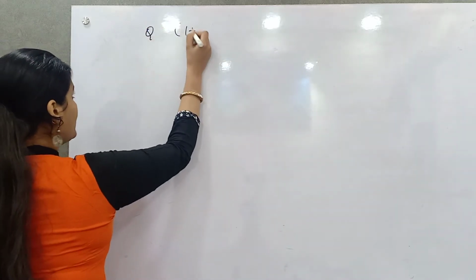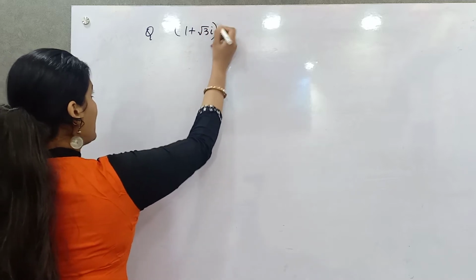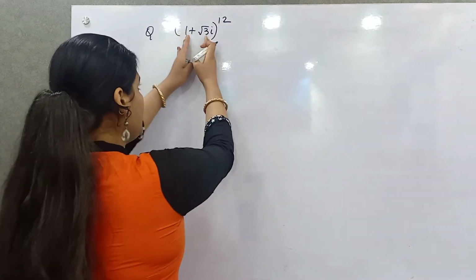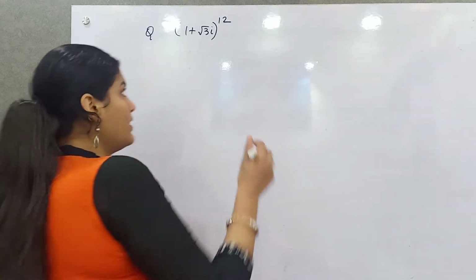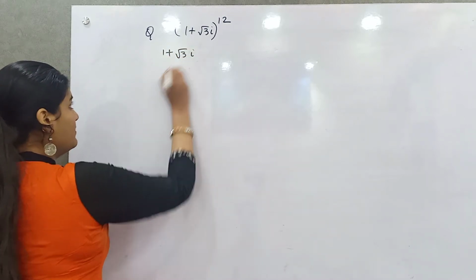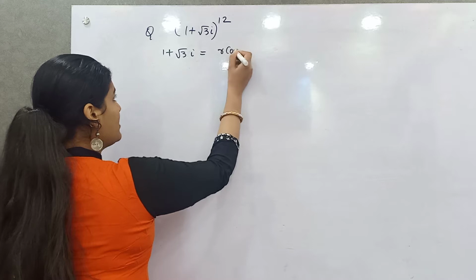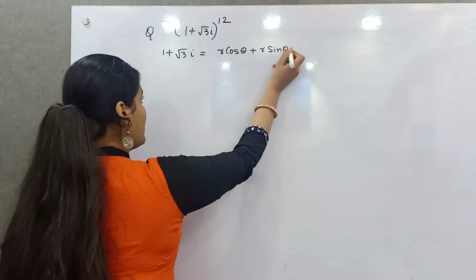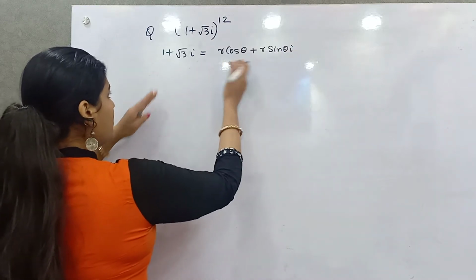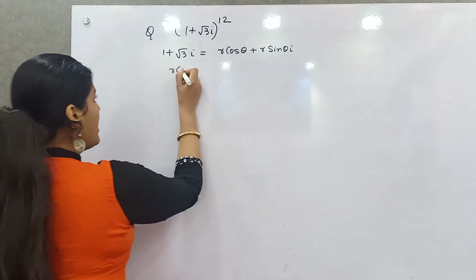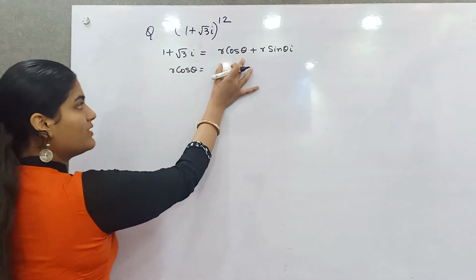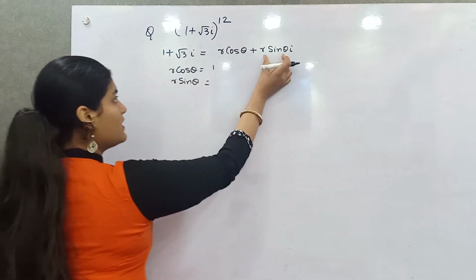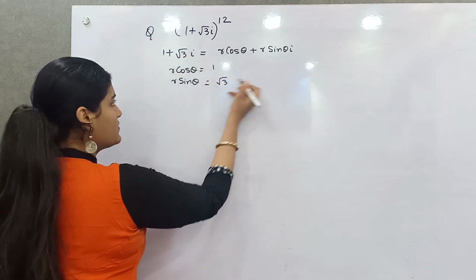Let's say you have (1 plus root 3 iota) raised to power 12. You have to find this. First of all, convert this Cartesian form into polar form. Take 1 plus root 3 iota and compare it with the standard polar form, which is r cos theta plus r sin theta iota. R cos theta is the real part without iota, which is 1. R sin theta is the imaginary part, which is root 3.